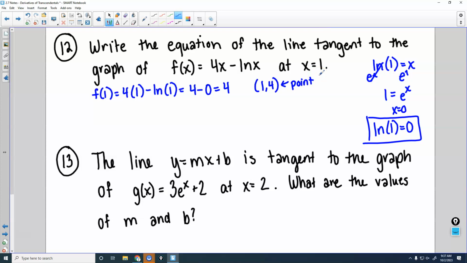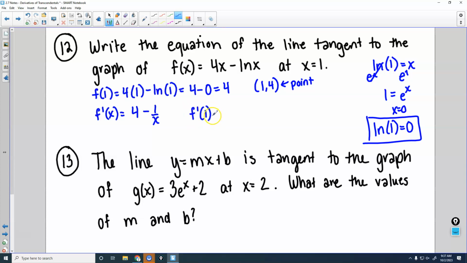The other thing we need here is the slope. To find the slope, we need the derivative. Make sure you label this f prime of x, because a lot of times on this you get a point for the derivative. If you don't label it, you don't get that point. So label everything so it's very clear what you're doing here. Joshua, what will I get whenever I take this derivative? Very good.